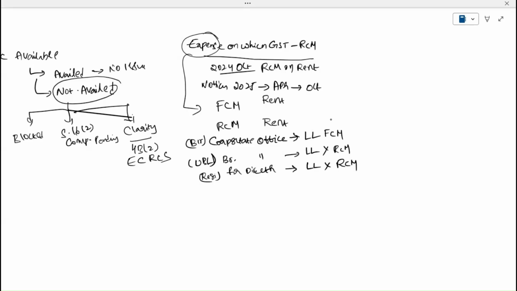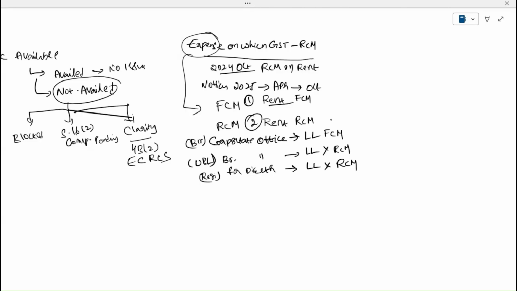So what do we need to do? Whenever I account for rent, I need to have 2 GLs: Rent FCM and Rent RCM. This is one GL, this is another GL we need to maintain. When I have clarity in my rent account, it is easy for the GST officer, and easy for you also to explain. So whatever is in the Rent RCM GL will match with your GST returns.